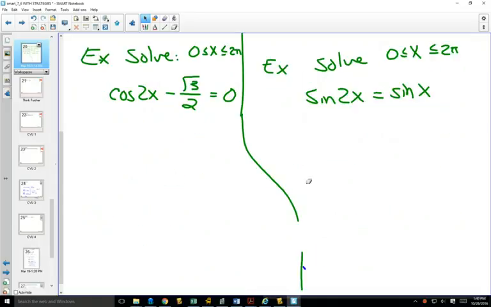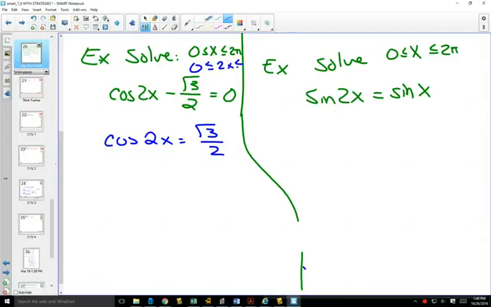For our multi-revolution one here, we could get cos 2x by itself by adding root 3 over 2 to both sides. And if our domain for x is between 0 and 2 pi, then our domain for 2x is twice around, 0 to 4 pi. So going twice around, when is cos equal to root 3 over 2? Quadrant 1 and quadrant 4, what family? Pi over 6 and 11 pi over 6. That's the first time around.